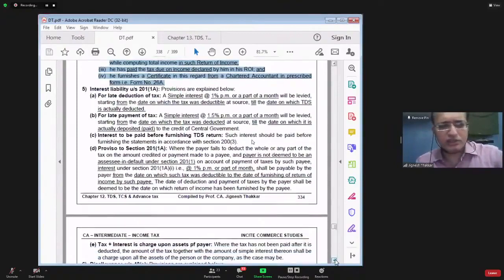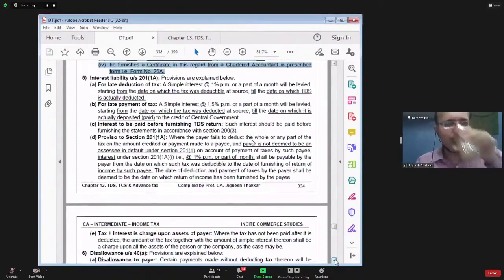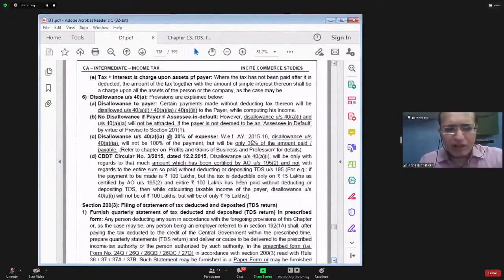Have you understood this? Yes. It is point number 6. I will not re-explain it. Point number 6 I have already explained in the chapter of PGBP only. Do you remember? If the TDS is not deducted, then the expenditure will be disallowed to the payer. Where have we discussed it? 40A subclause 1, subclause 1A, subclause 3. No disallowance if the payer is not considered as assessee in default.